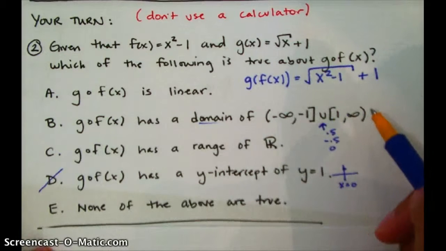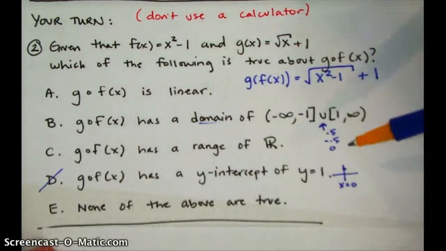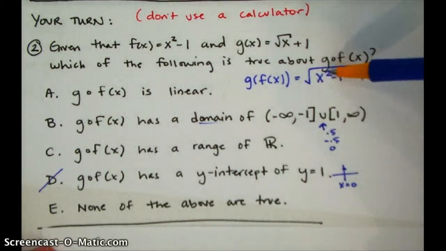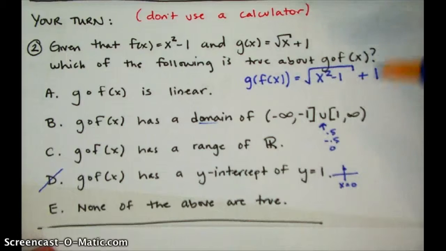The way to check that is to look at your equation and think about what would happen if I plug in different kinds of numbers. If I plug in -1, -1 squared is +1. +1 minus 1 is 0. The square root of 0 is 0. And sure enough, I get an output that's a perfectly fine output. 0 plus 1 is 1, no problem.